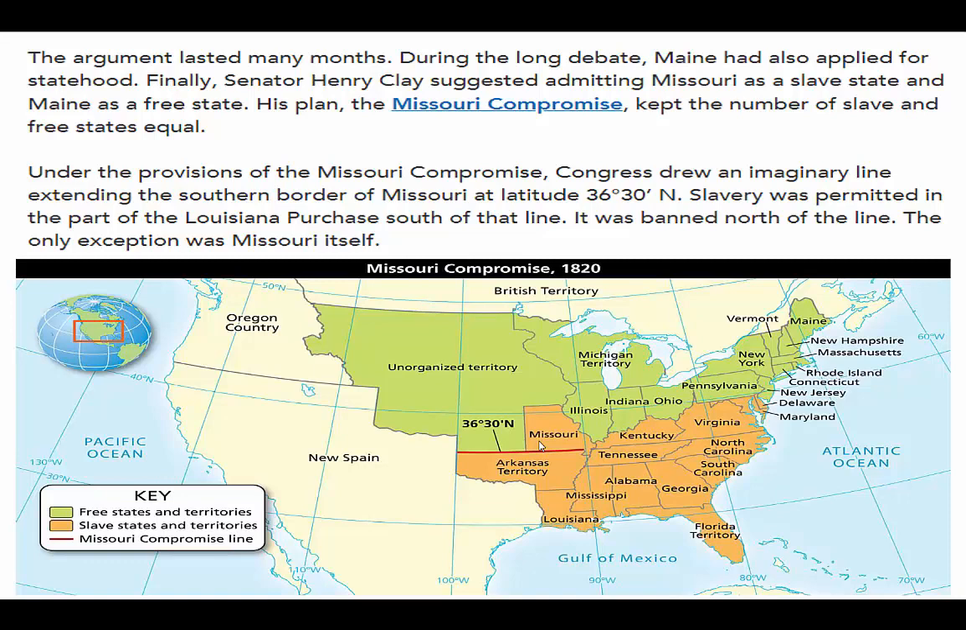So question number 5, the Missouri Compromise kept the number of slave and free states equal by allowing in Missouri as a slave state, Maine as a free state. Question number 6, which candidate proposed this? This was Henry Clay, good old Henry Clay. Number 7, how was the Missouri Compromise imaginary slave line drawn? Well, they basically drew a line at the latitude of 36°30′, and they said anything from the Louisiana Purchase that was south of that line would be slave. Anything north of that line would be free, and Missouri would be the one exception.